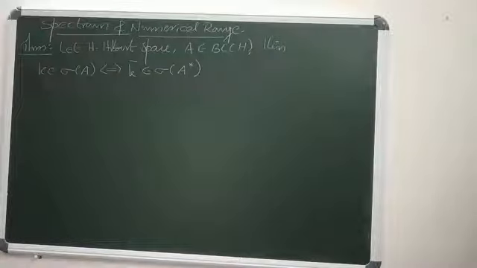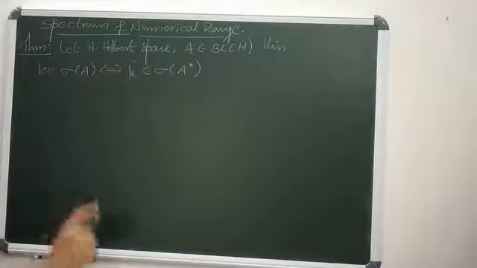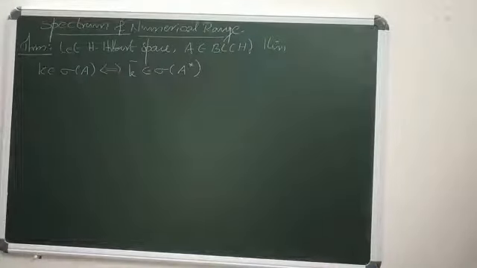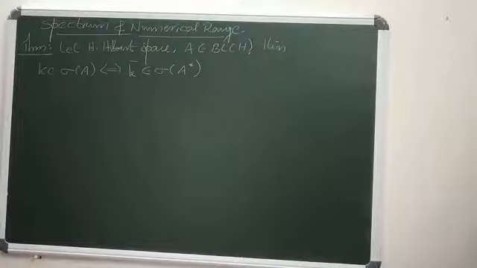That is, for any bounded linear operator A, when K is a spectral value, then K bar is a spectral value of its adjoint. That is the statement. When K is in sigma A, that is K is a spectral value of A, then K bar is a spectral value of A star. Conversely, if K bar is a spectral value of A star, then K is a spectral value of A.